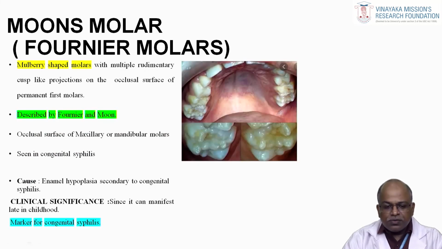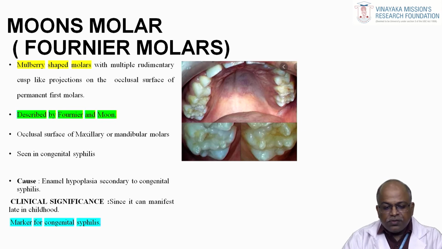Moon's molar, also called Fournier molar. These are mulberry-shaped molars with multiple rudimentary cusp-like projections on the occlusal surface of the permanent first molars. It was described by Fournier and Moon, hence called Moon's molar or Fournier molars.